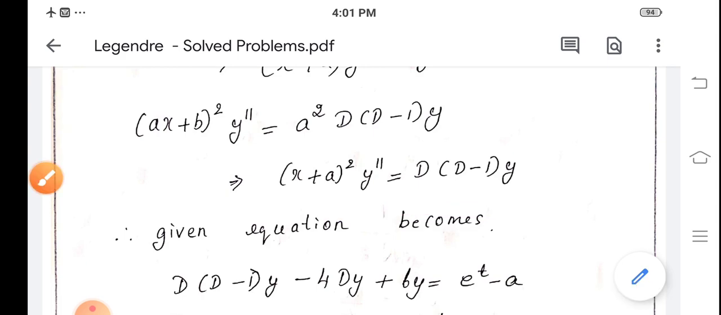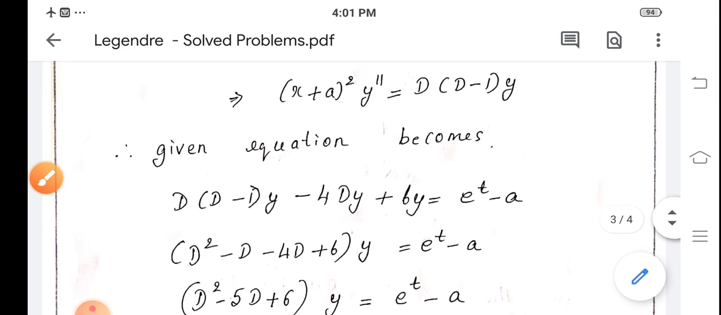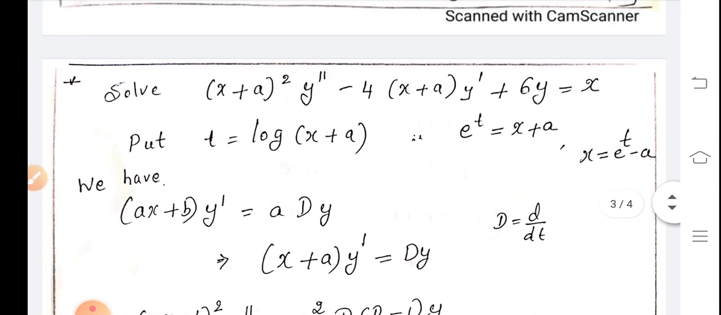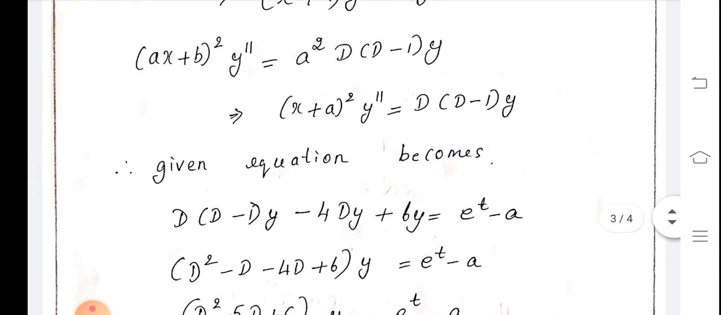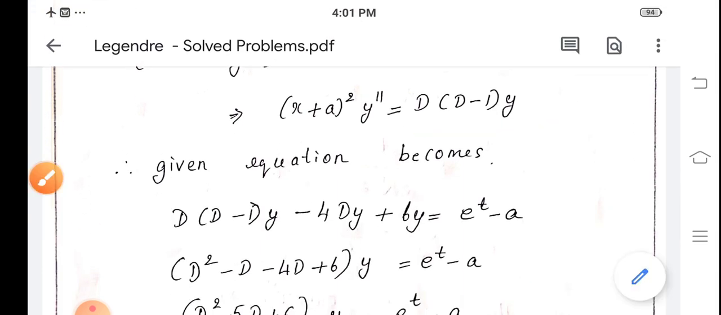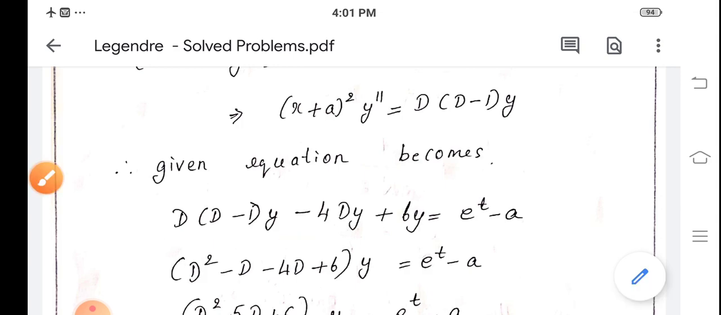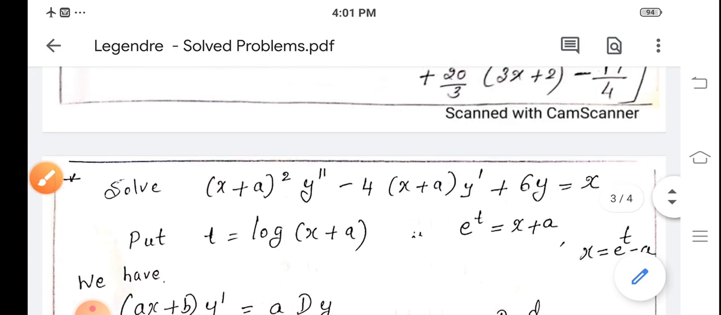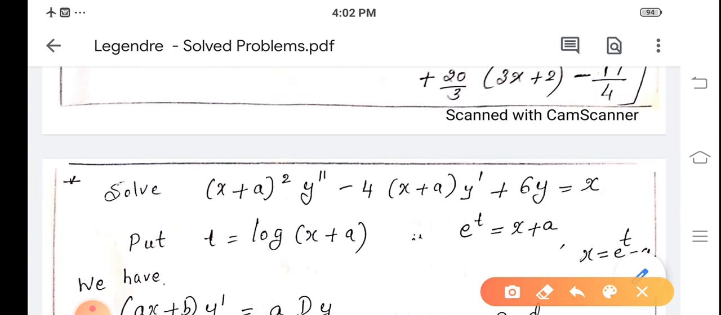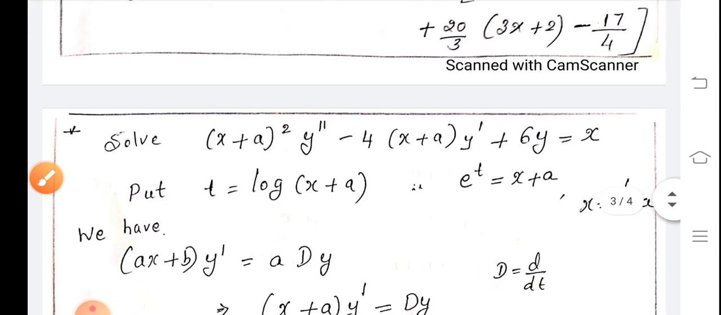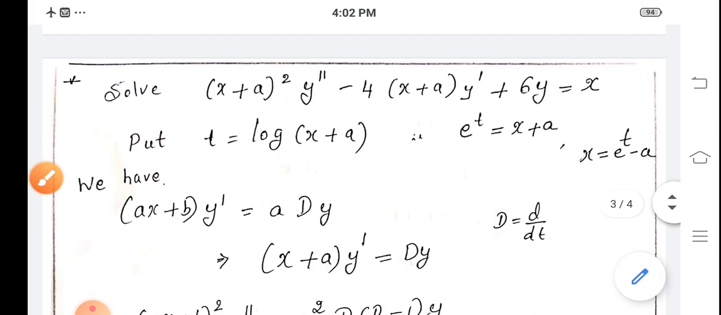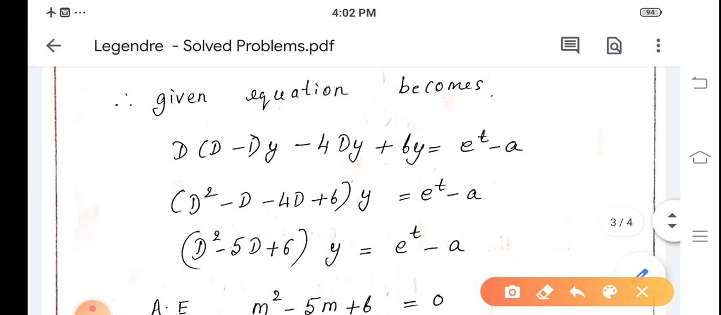Now, substituting this in the given equation, the equation becomes: first term is (x plus a) whole square y double dash. It is replaced by D(D minus 1)y. So first term becomes D(D minus 1)y. Similarly, second term minus 4 into Dy, plus third term 6y, equal to, in the right hand side, we have x in the given equation, but x is e power t minus a. So when you replace x by e power t minus a, right hand side becomes e power t minus a.